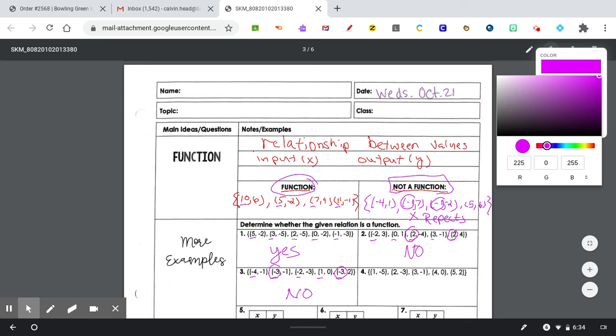Okay. Look at number 4: 1, 2, 3, 4, 5. Now, there's nothing that repeats. So my answer is yes. So again, if the x repeats, it's not a function.